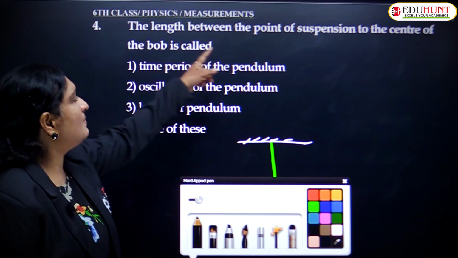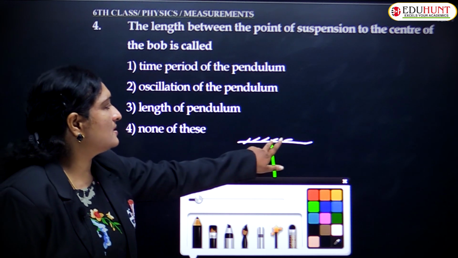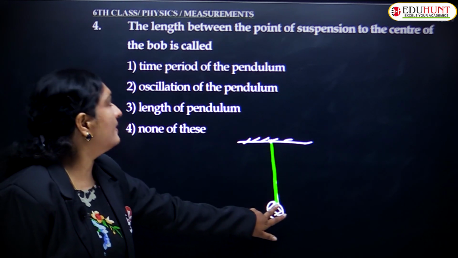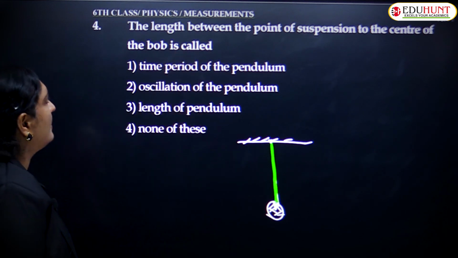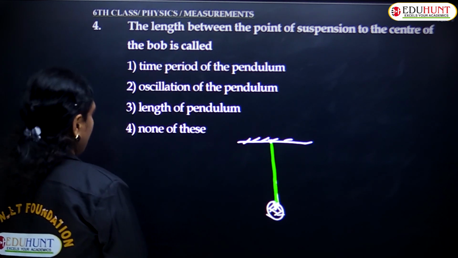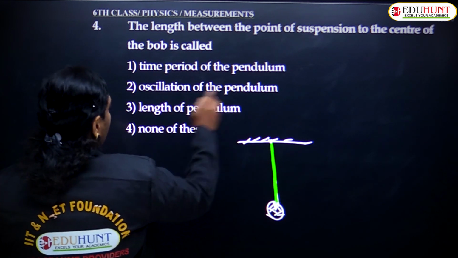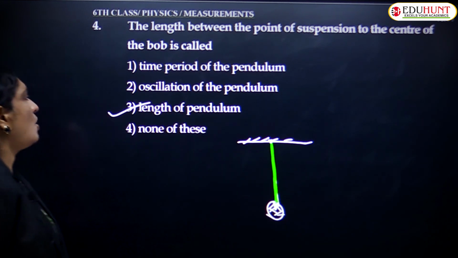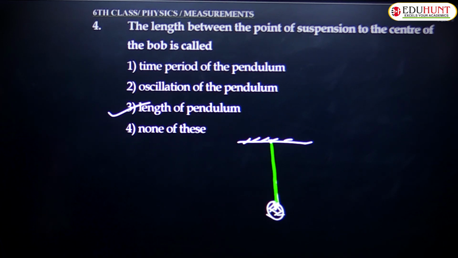So the length between the point of suspension to the center of the bob is called the length of the simple pendulum. Where is that? Time period, oscillation, length of the simple pendulum. Here it goes. So the option is 3, the third option.